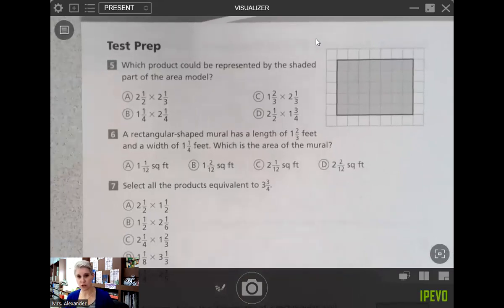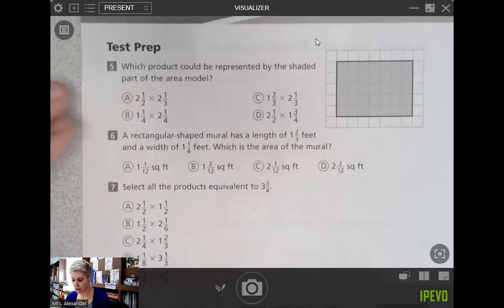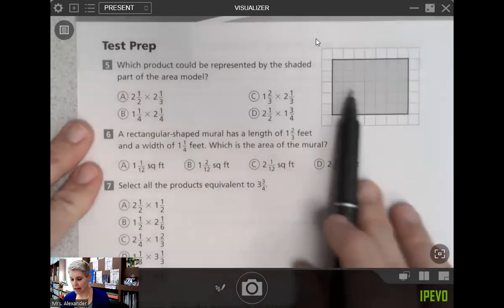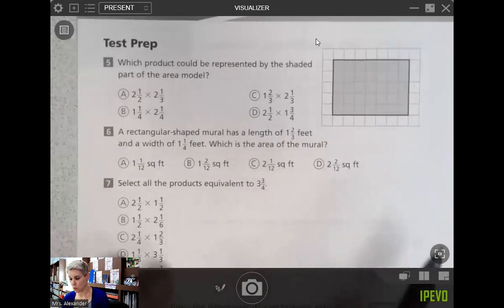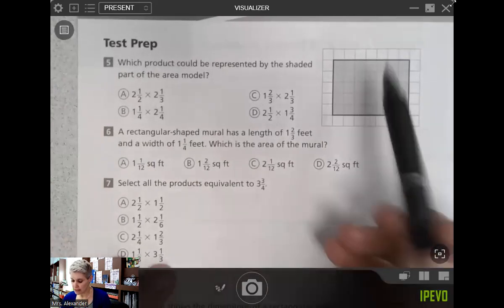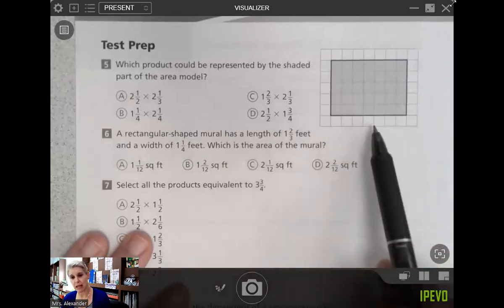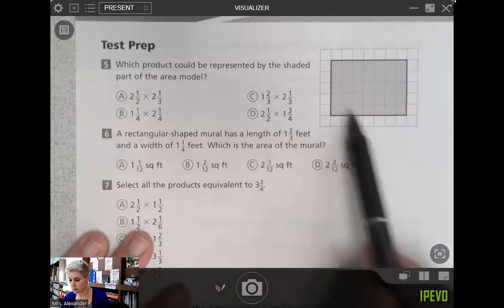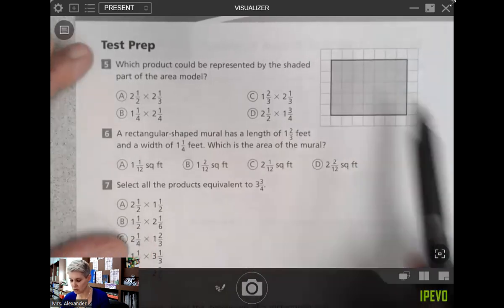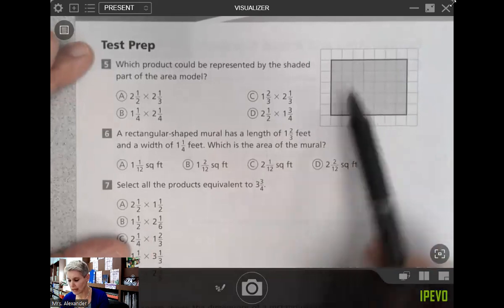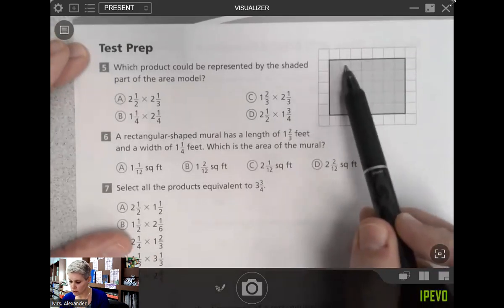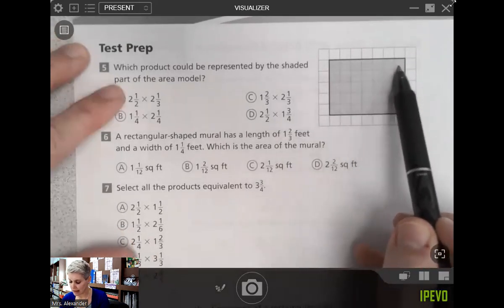Which product could be represented by the shaded part of the area model? So now we already have the shaded model. What I'm going to need to do is determine, as we worked in class, we knew that multiplying our numerators gave us our total for the area, right? The total number of cubes or blocks. So if I look, I have 1, 2, 3, 4, 5, 6, 7.